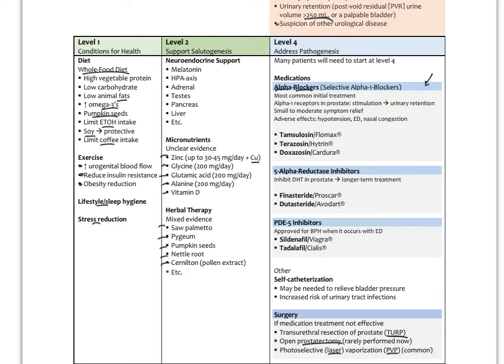a pollen extract. So you could do searches on PubMed for that, and you can see what the latest evidence is for those. I find that these are often all combined in products, and they can actually have a beneficial effect for patients with mild to moderate BPH symptoms. But again, we always want to monitor to be sure they're not having urinary retention that could eventually cause hydronephrosis. All right, so that's the therapeutic order and the treatment options we can give our patients with BPH.